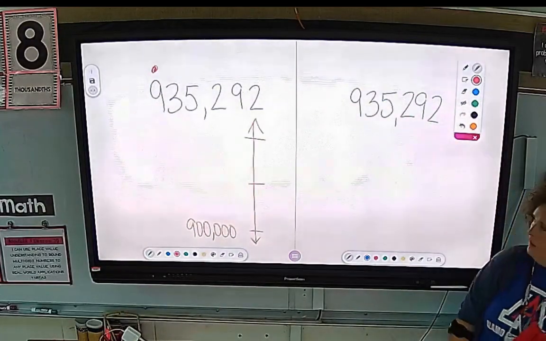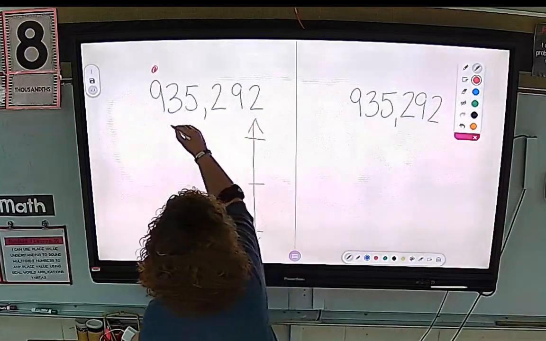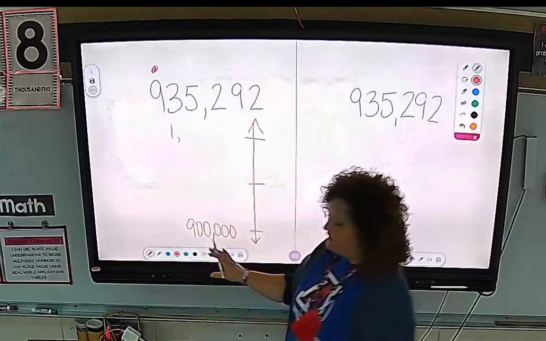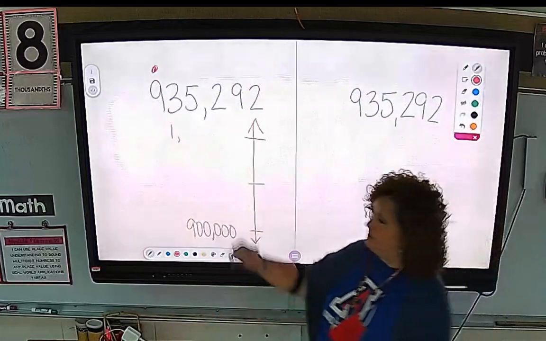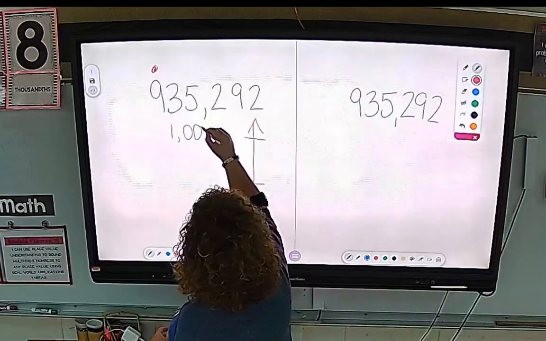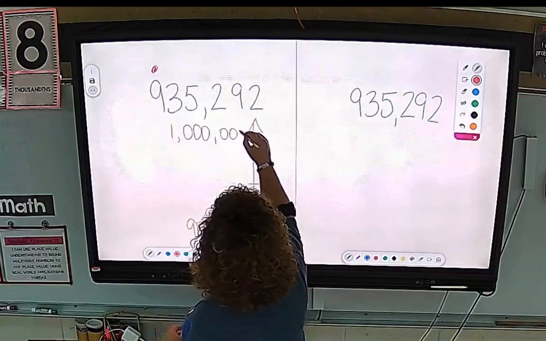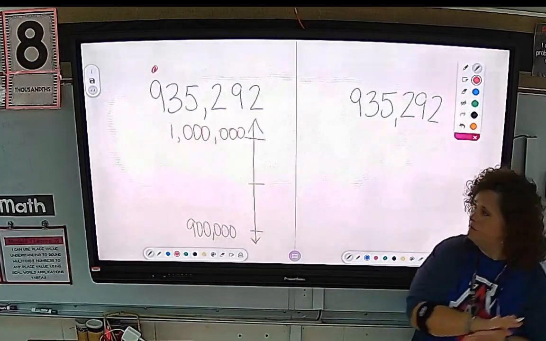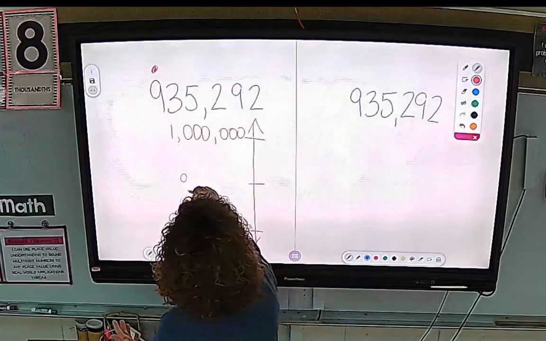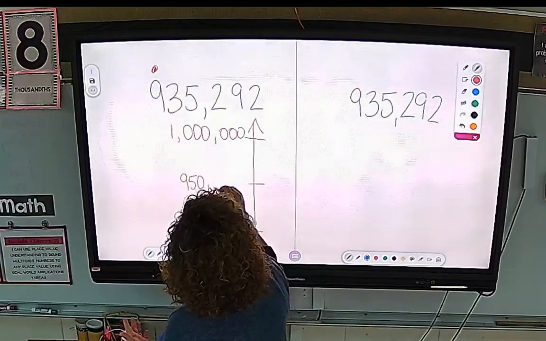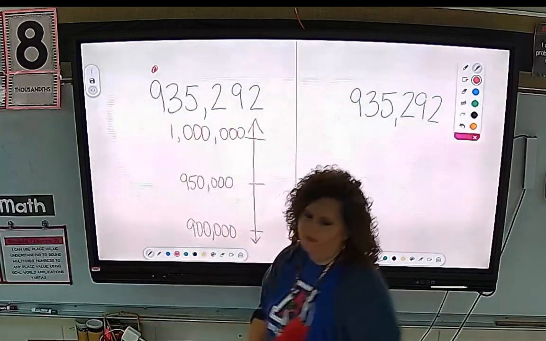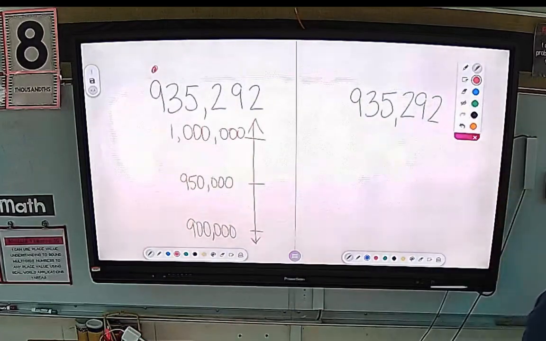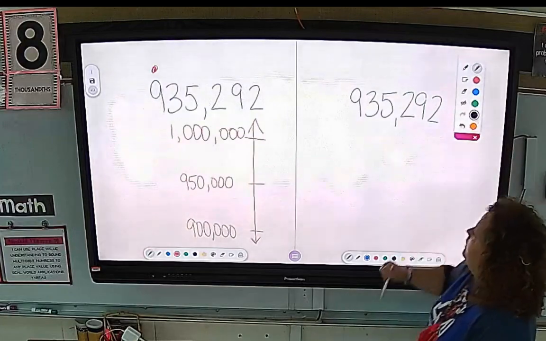The top number is going to be 1 million, because if I added 100,000 to 900,000, I would get 1 million. Okay. And then your middle number would be 950,000. Good. 950,000 would be our middle number. Now we have all we need to help us with our number line. So what would I do next? Draw a dot where you put it.